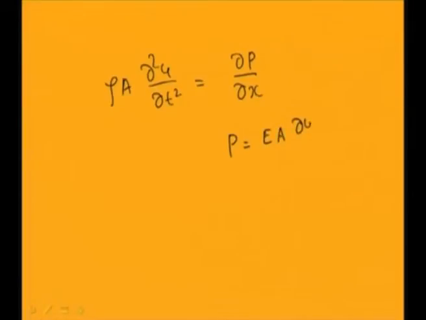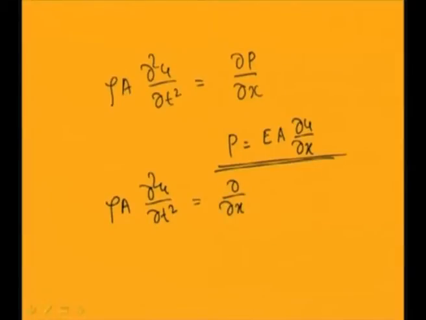But this P we have found equal to E A del u by del x, where E is the Young's modulus, A is the area of cross section, and del u by del x is the strain, where u is the displacement at a distance x. This is the longitudinal vibration of the rod we are finding. Substituting P equal to E A del u by del x, I can write rho A del square u by del t square equal to del by del x of E A del u by del x.